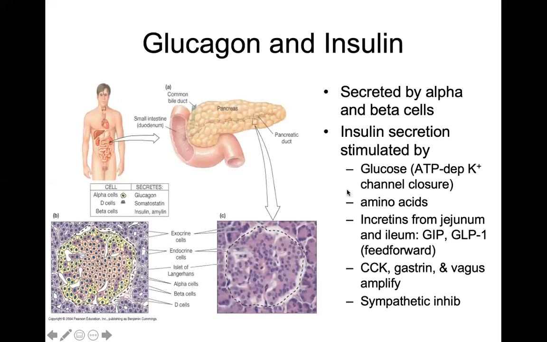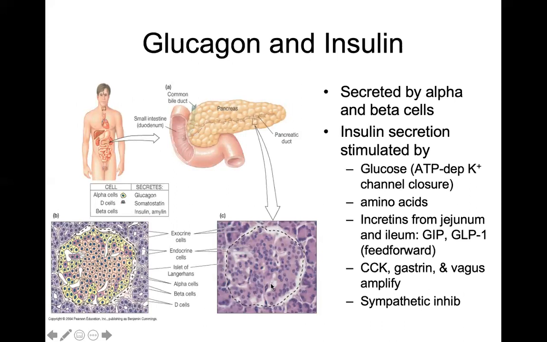Okay, this is probably one of the most important slides or topics for this lecture. So glucagon and insulin, secreted by alpha and beta cells respectively. So glucagon, alpha cells, insulin, beta cells. And those are just two different cell types in what's called the islet of Langerhans.